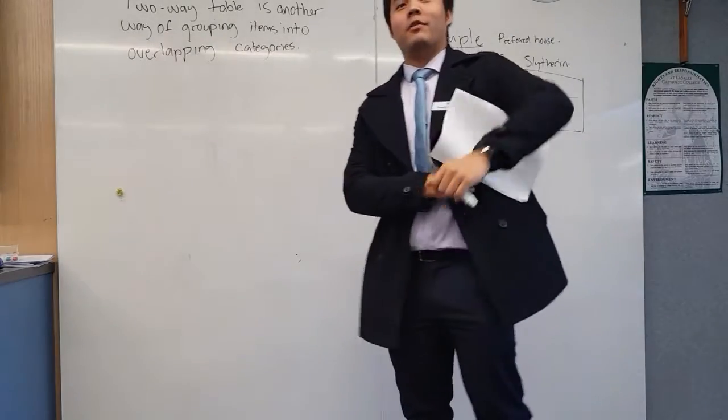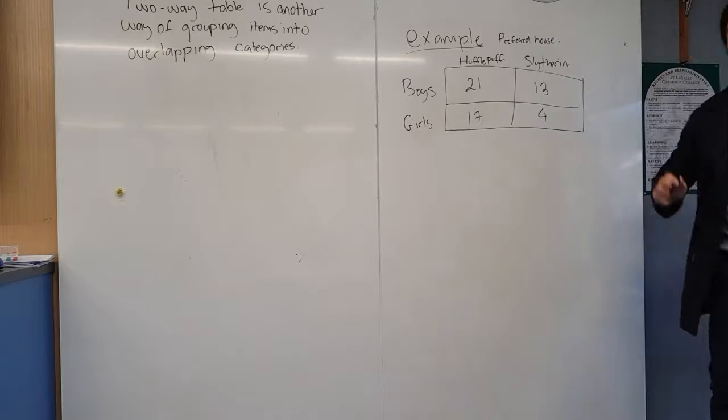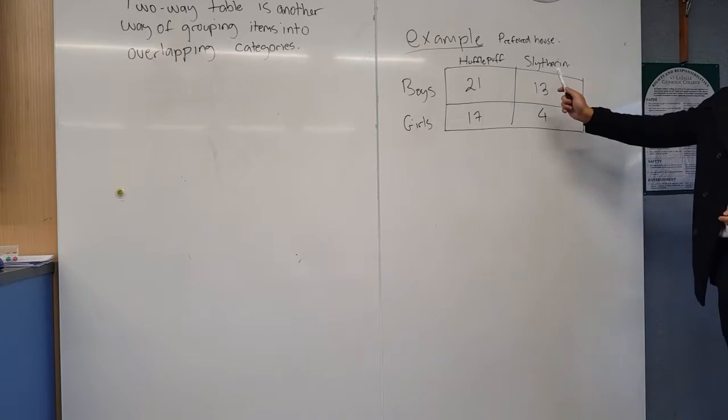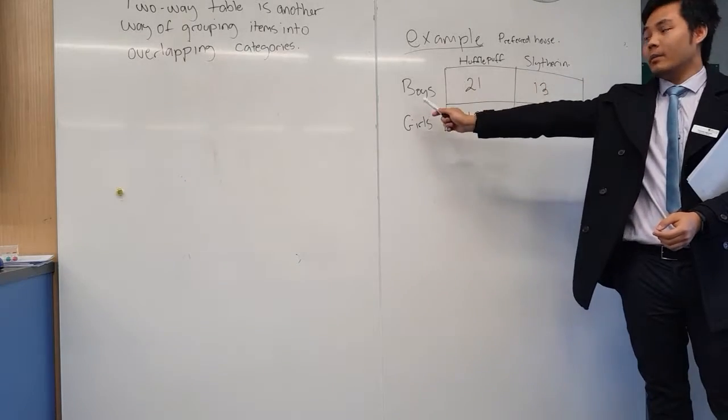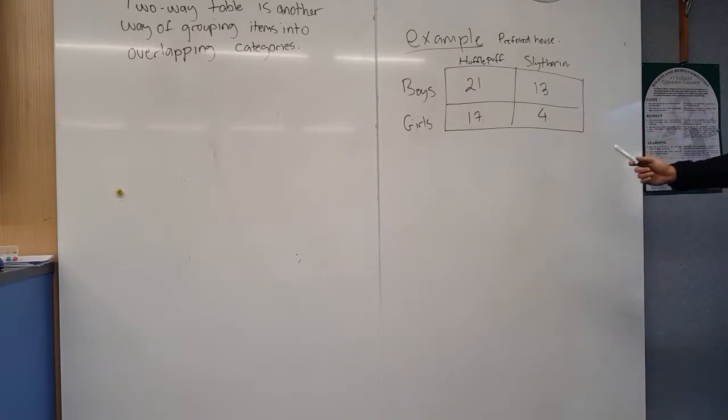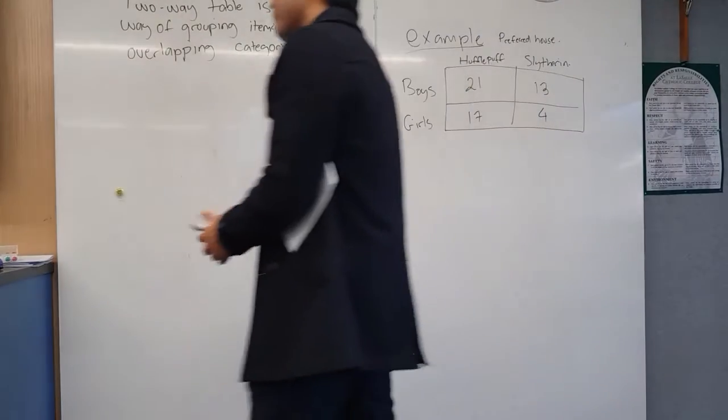Okay, so if you notice, in our other Venn diagrams there were only two variables. How many do we have here? We've got Slytherin, Hufflepuff, and boys and girls. So this might be pretty tricky to draw into a Venn diagram. That's why we use two-way tables for this type. Okay?